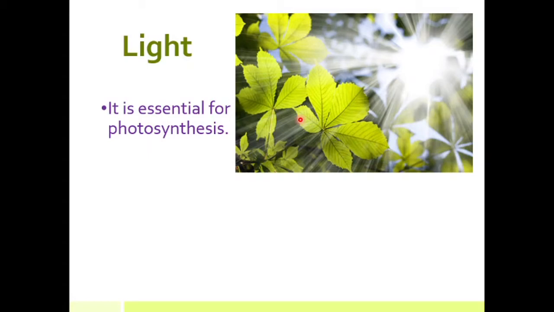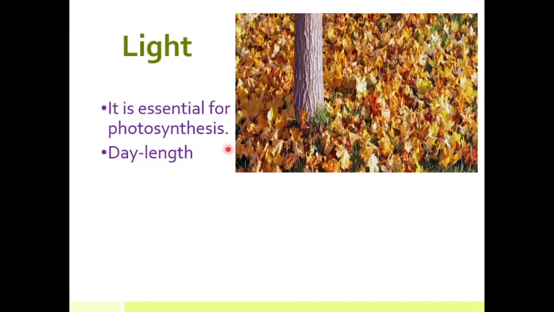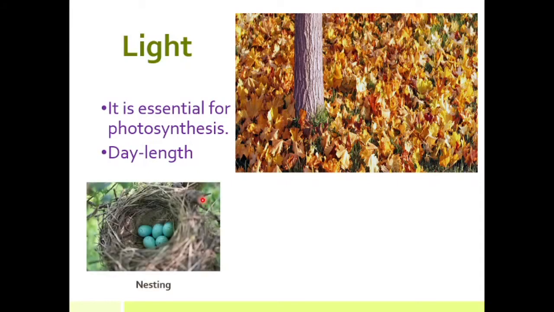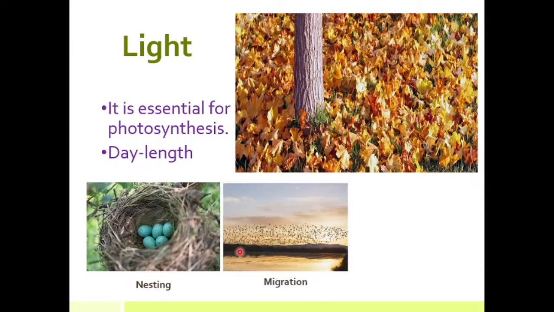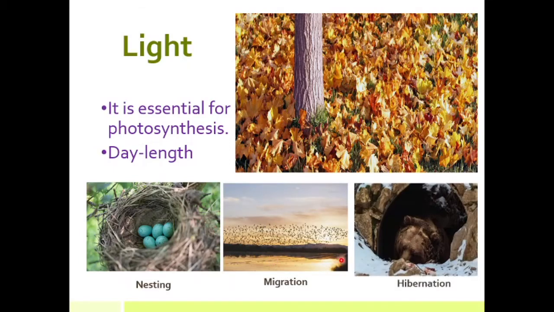Another importance of light is its length during the daytime, the amount of light given off by the sun during the day. Leaf fall is influenced by the amount of light present in the environment. More so, nesting of birds and other living organisms is also influenced by the presence of light, as well as migration, and lastly, hibernation.